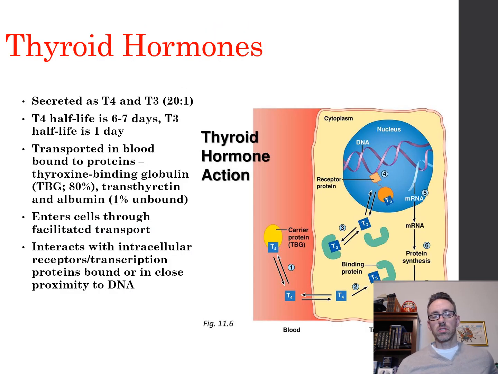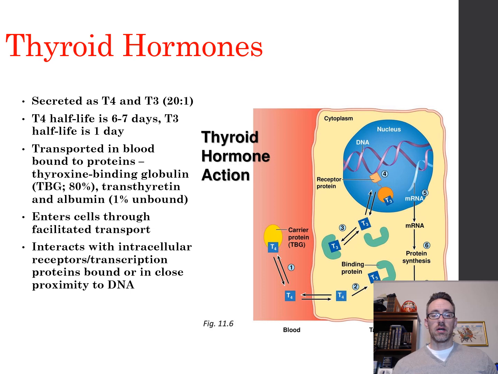So the thyroid hormones, again, are secreted as T4 and T3. Generally, the follicular cells will secrete a higher proportion of T4 than T3. In fact, the ratio is about 20 to 1. T4's half-life is about 6 or 7 days, which is longer than T3's half-life, which is about 1 day.